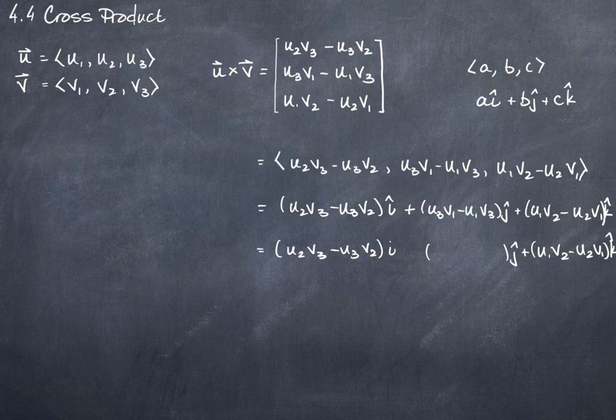This term with the I hat, I forgot my hat here. And then the last term is the same as this term. The only difference is that this term here is positive, and remembering from algebra that a minus b can be written as negative or the opposite of b minus a, I could write this middle term as minus u1 v3 minus u3 v1.